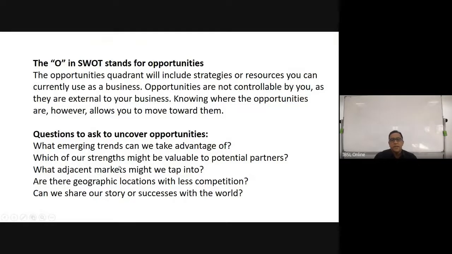What emerging trends can we take advantage of? Which of our strengths might be valuable to potential partners? So you already have strengths. How can you capitalize on those strengths, which will be valuable and meaningful to your customers or your potential partners? What adjacent markets might we tap into? Are there any new markets you want to develop? Your market development strategy. We'll discuss those later.